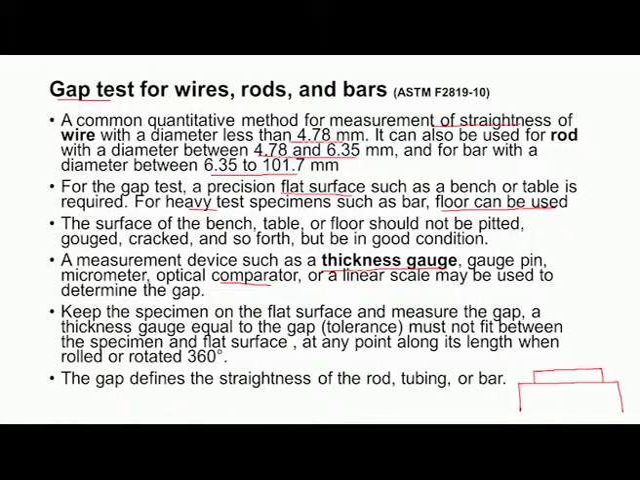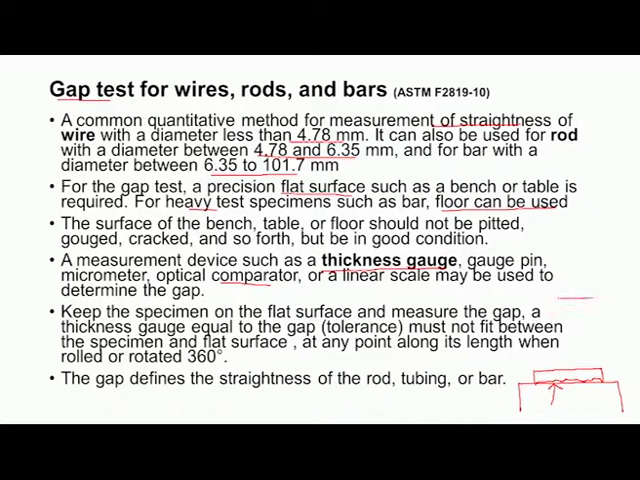So, this is the specimen. Now, if there is any error, there will be a gap between the datum, the simulated datum, that is the surface plate surface, and the specimen. So, now we can use thickness gauges.